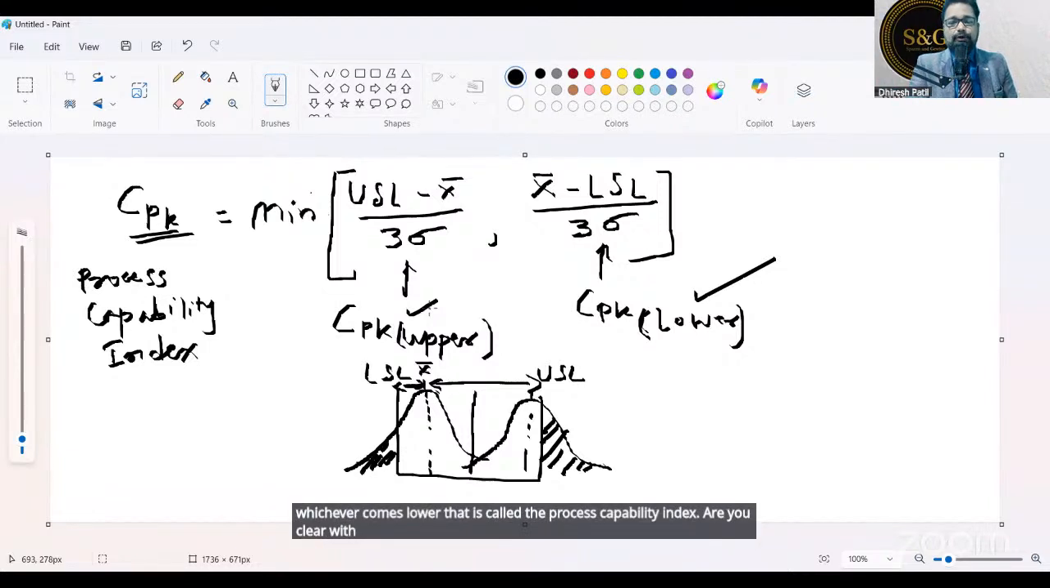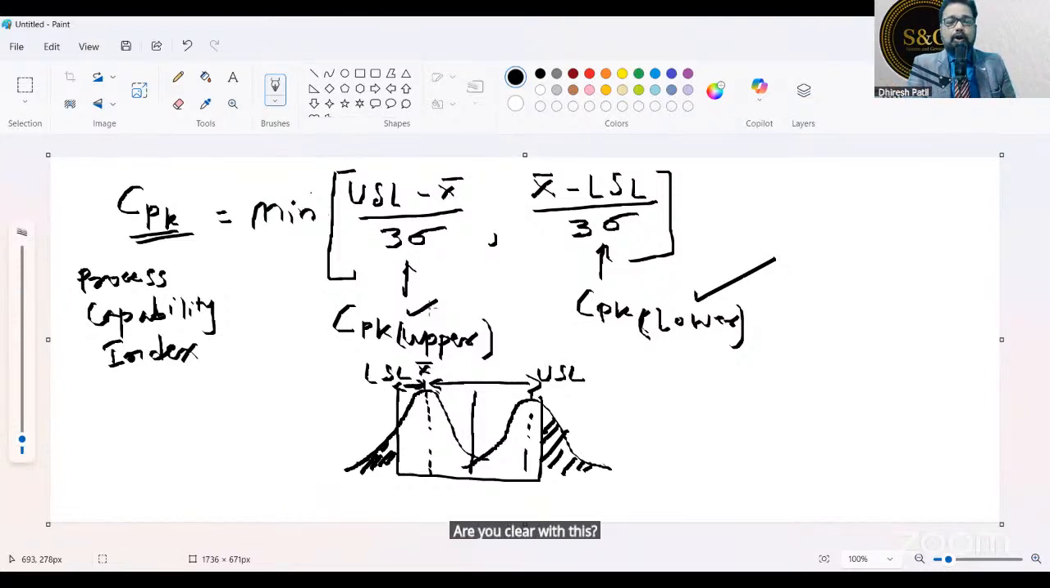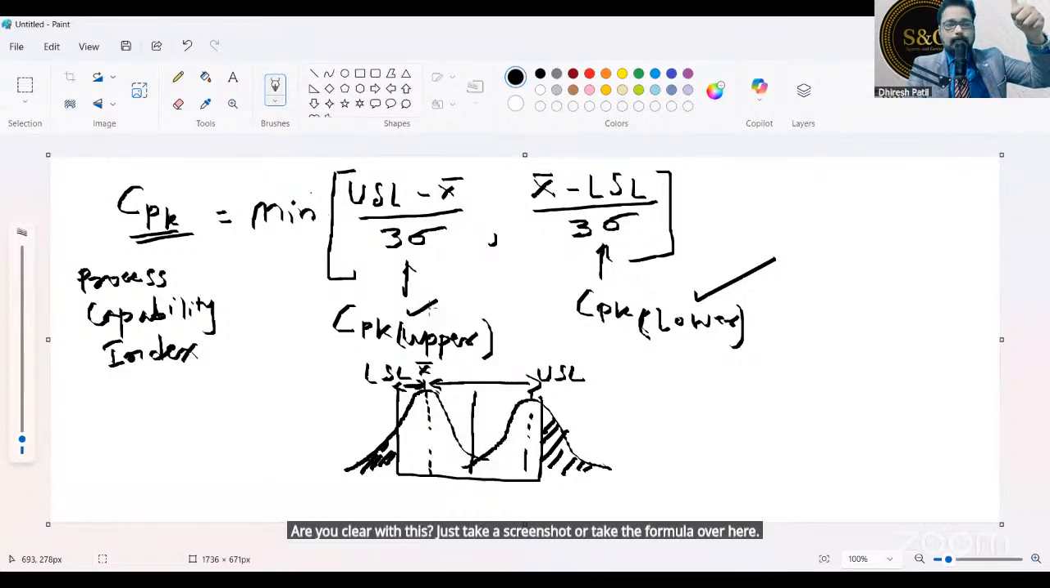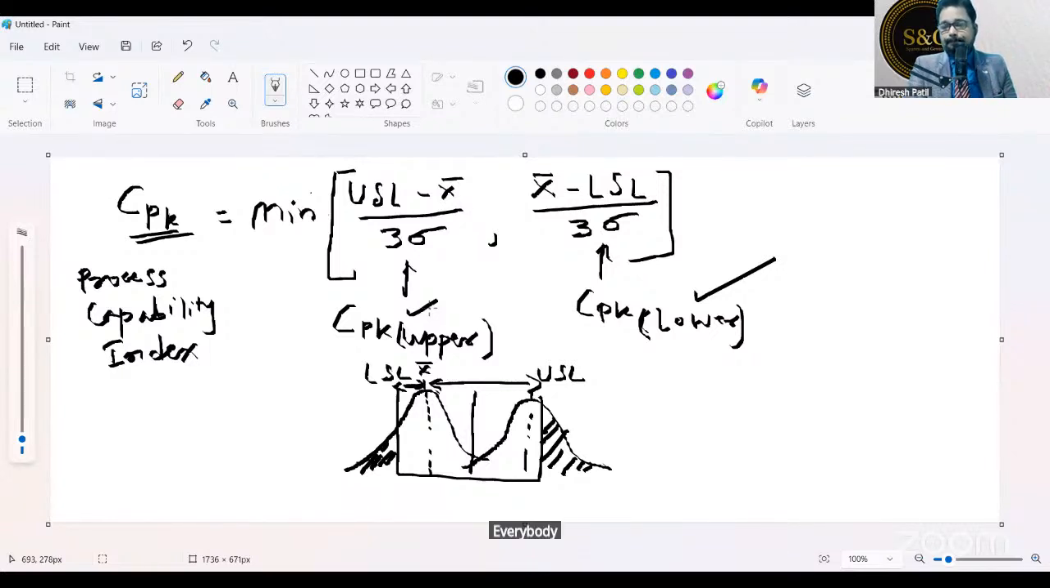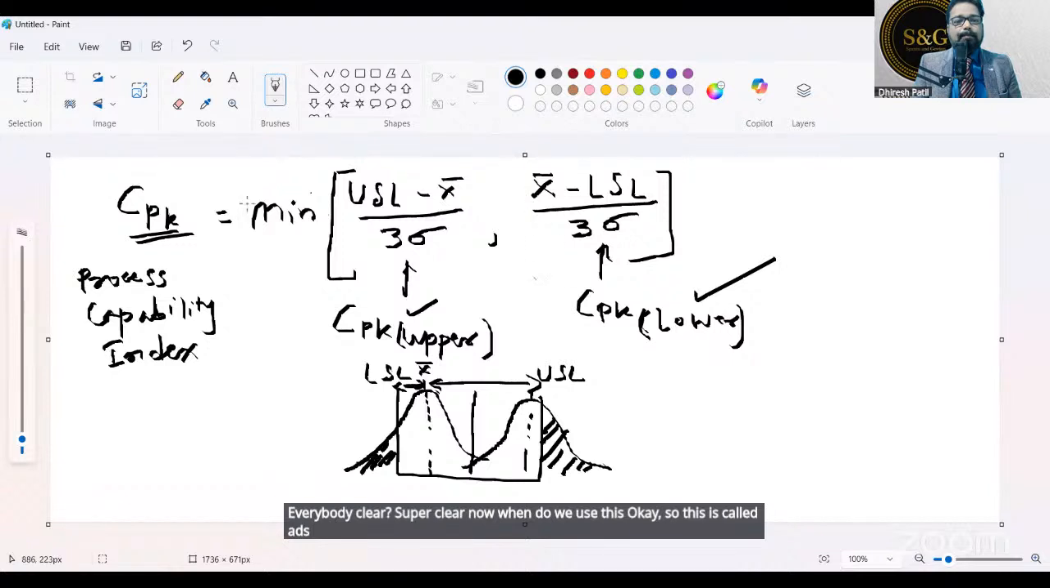Just type yes in the chat box. Are you clear with this? Just take a screenshot or take the formula over here. Everybody clear? Super clear. Now, when do we use this? Okay. So this is called as short-term process capability. What is that?